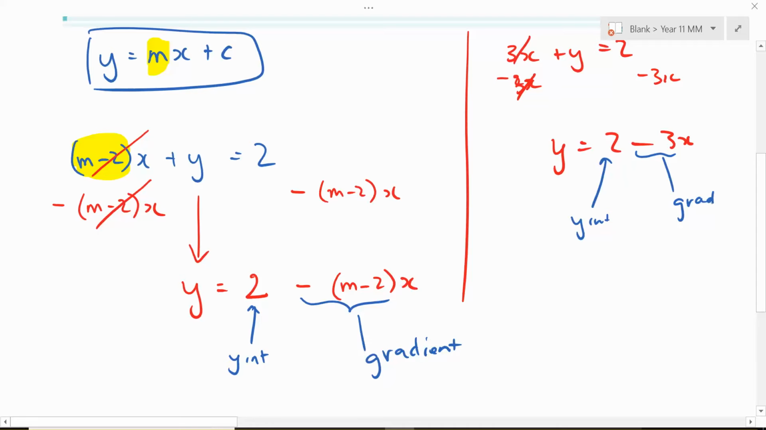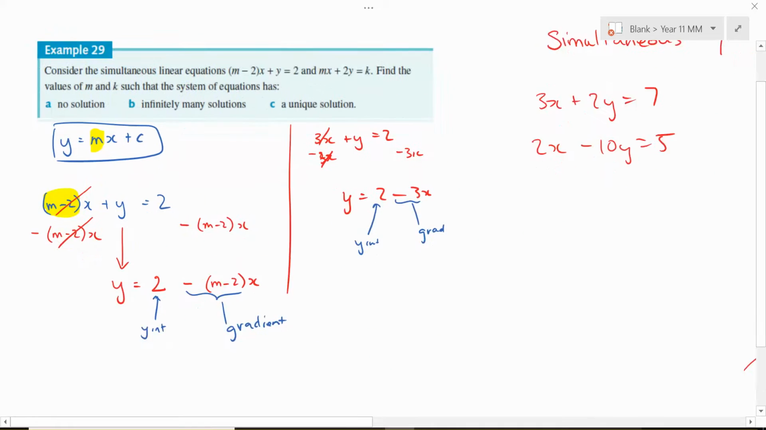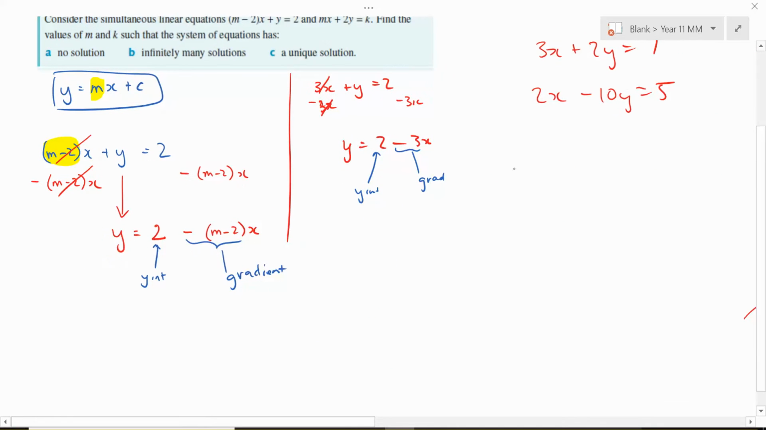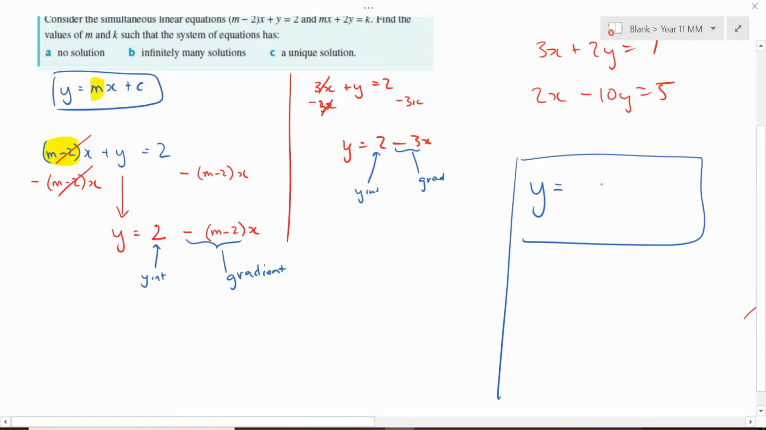Why is this one easier? Because you have a number. A lot of us, we don't like working with letters, so I totally understand why this looks more confusing than this, but it's the same thing. I'm just calling this my gradient now. Okay? Next part. So I got my first equation there. I'm just going to write it in big over here, in a big box. You just found out y equals 2 minus (m minus 2) times x. That's your first equation. That's your y equals mx plus c. Yeah? What you need now is your second equation.